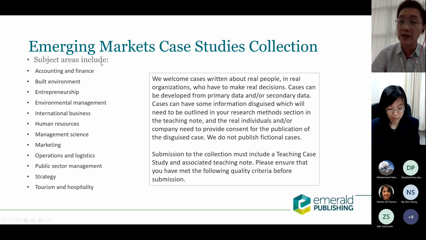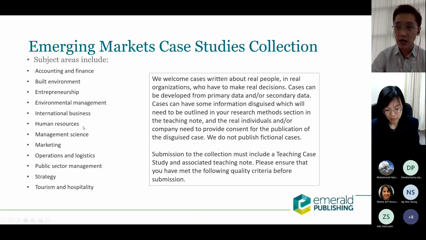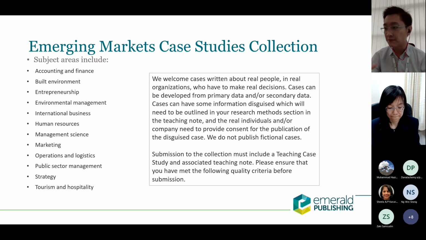So what are the subject areas included? Subjects are accounting and finance, built environment, entrepreneurship, environmental management, international business, HRM, management sciences, marketing, operations and logistics, public sector management, strategy, and tourism and hospitality as well. So you can see it's a wide range of areas, excluding the sciences part. So excluding engineering and medical, that is normally what EMCS will cover.